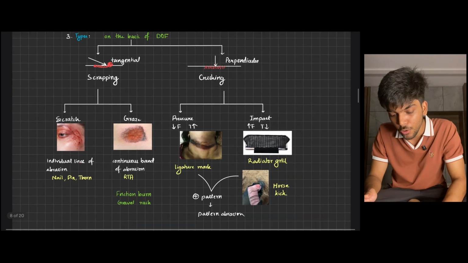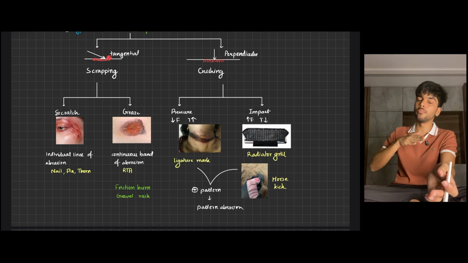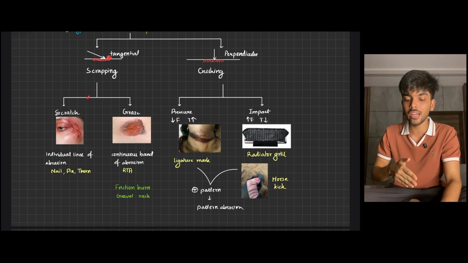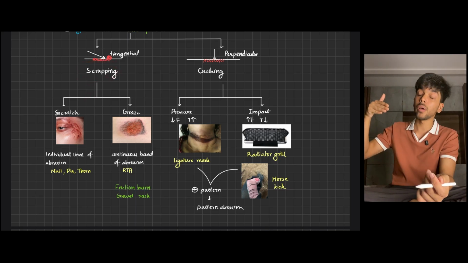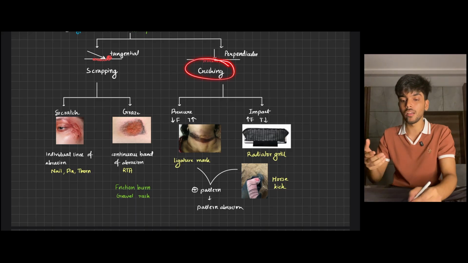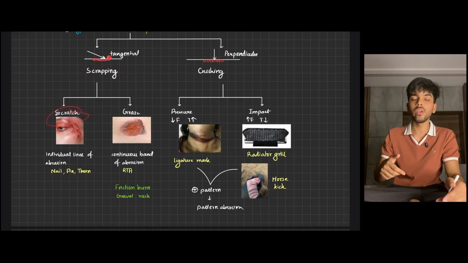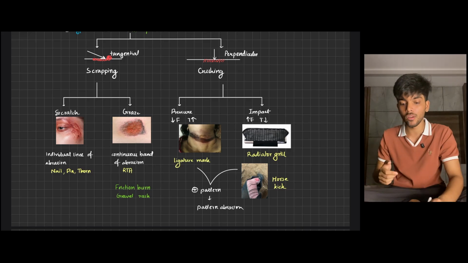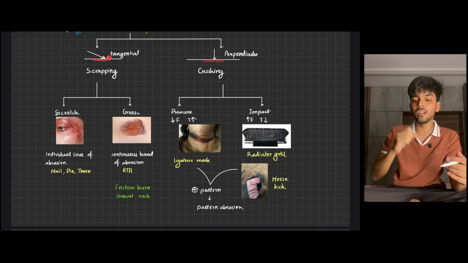Next is the types of abrasion. It is divided into two types on the basis of direction of force. If the direction of force causing abrasion is tangential, it leads to scraping abrasion. If the direction of force causing abrasion is perpendicular, then it causes crushing abrasion. Scraping abrasion are of two types: scratch abrasion, where you can see individual lines of abrasion, or graze abrasion, where there is a continuous band of abrasion.